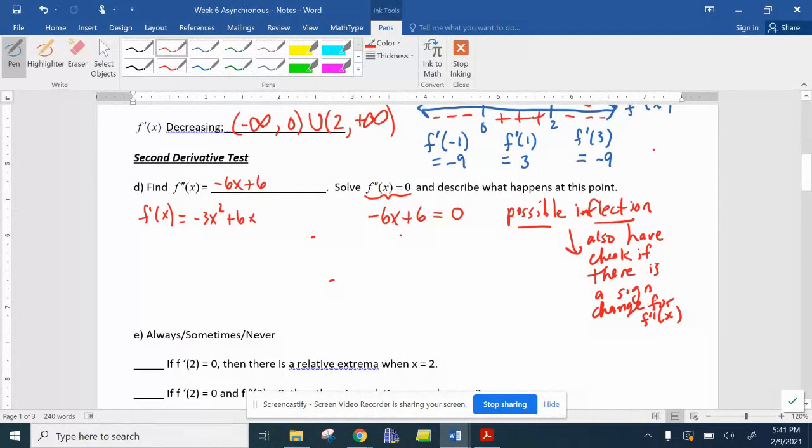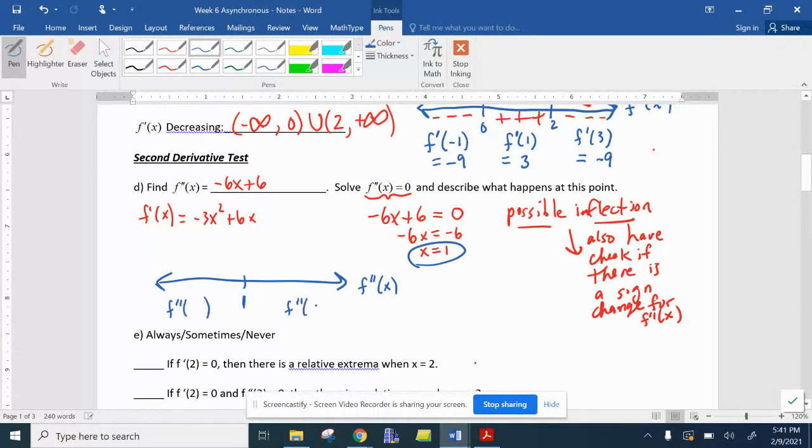So solving this, I can subtract a 6 and then divide by negative 6 to get x equals 1. So here I have a possible inflection point. Now I need to do the same thing I did with the first derivative test and put my possible inflection point on my chart. And emphasize this is the second derivative chart. So I'm going to be evaluating second derivatives in these regions to see whether they're positive or negative. So I'm going to try 0 and 2.